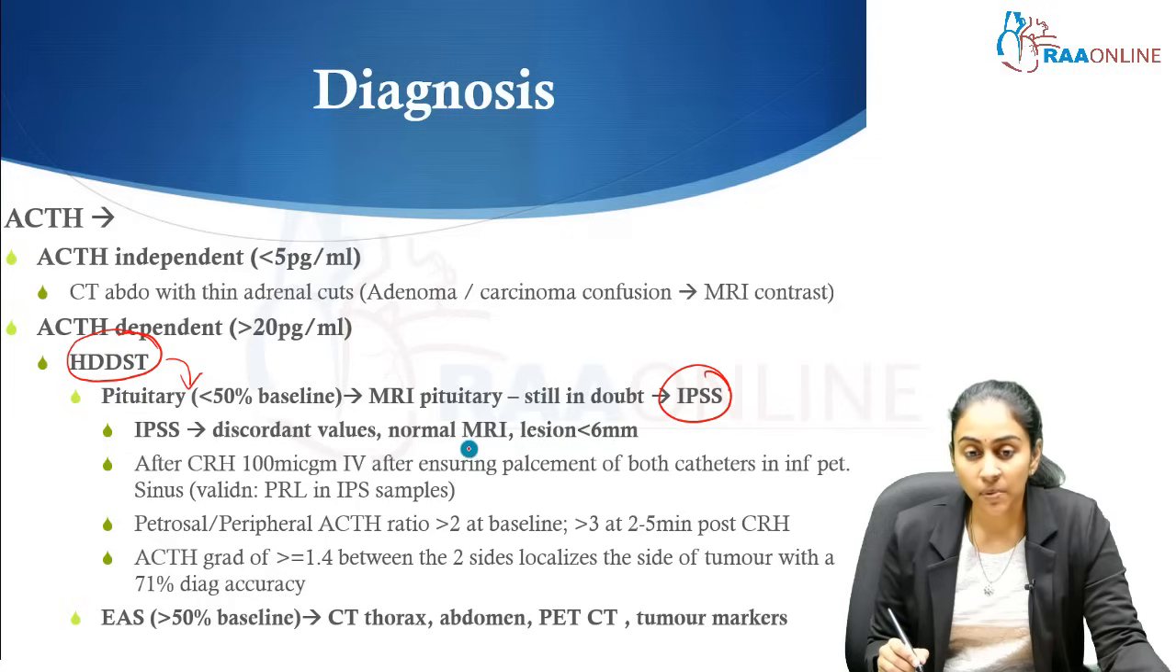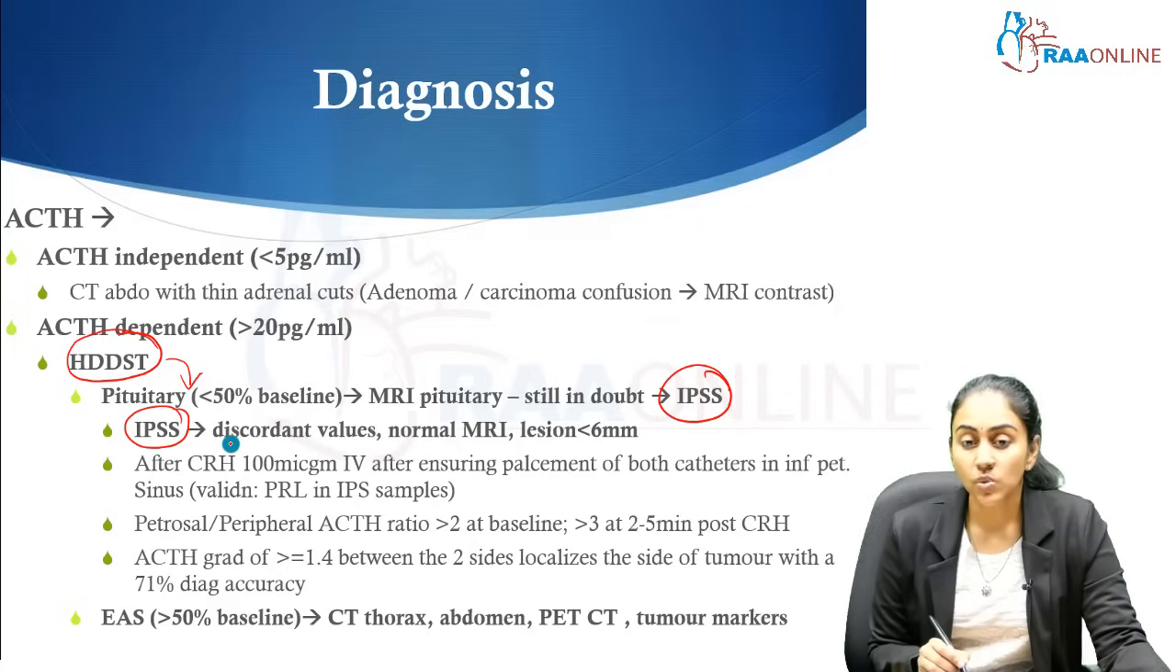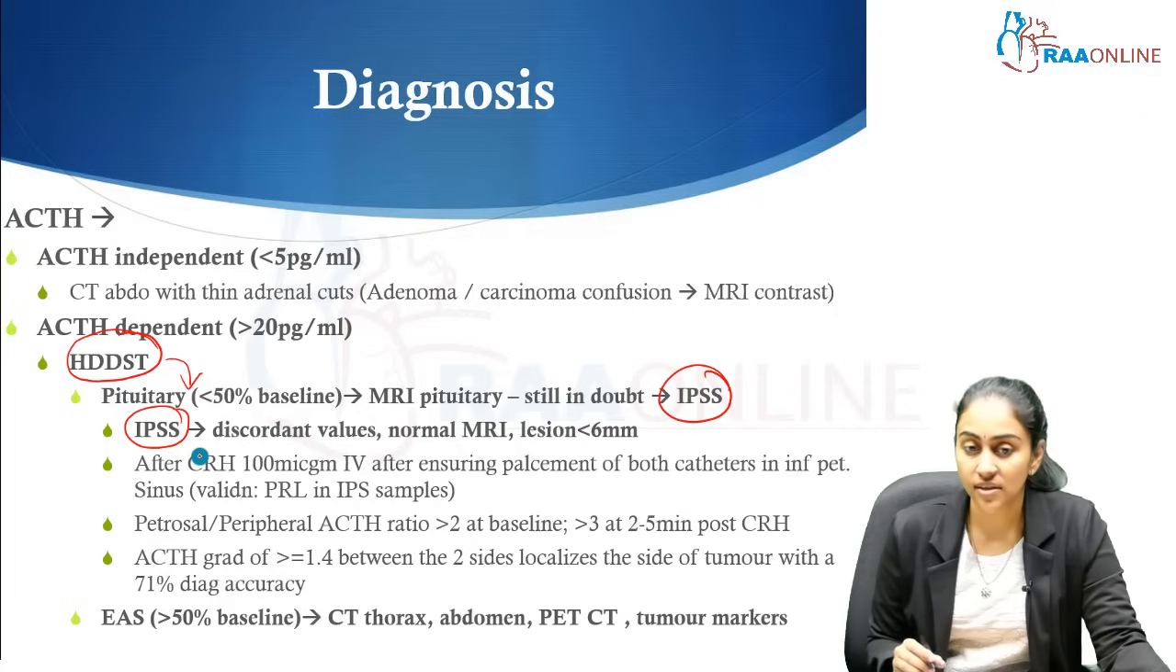Now, when you do inferior petrosal sinus sampling, this requires a lot of expertise. This is an invasive test. So whenever the values are discordant, you have a normal MRI or a lesion less than 6 mm, that's when you do this.